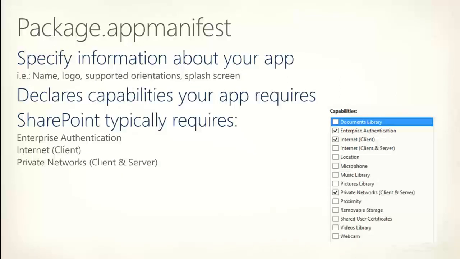And lastly, the most important thing to actually connect to SharePoint is package.appxmanifest. This is how you specify what permissions your app requires. So by default, your app can only connect to the internet. It doesn't provide for any authentication or anything else, and it doesn't provide anything on the local network. So chances are your SharePoint is on the local network if you're doing on-premises. So you need to check private networks, client and server.